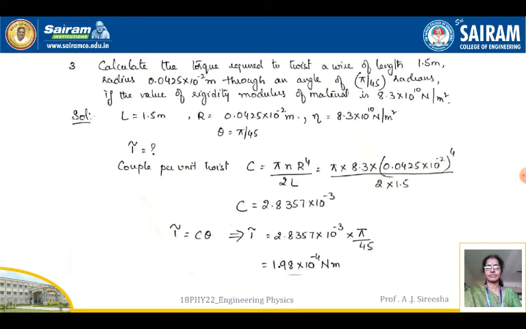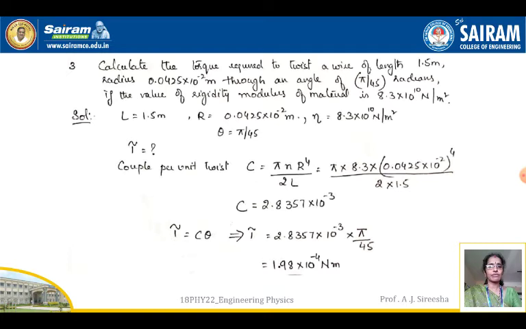Next, calculate the torque required to twist a wire of length 1.5 meters, radius 0.0425 into 10 to the power of minus 2 meters, through an angle of pi by 45 radians, if the value of rigidity modulus of the wire is 8.3 into 10 to the power of 10 Newton per meter square. Here what has been given?